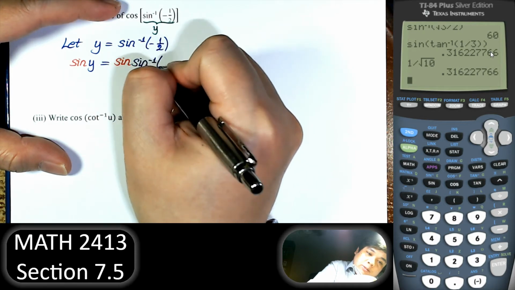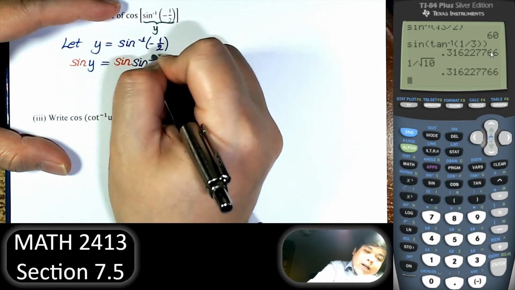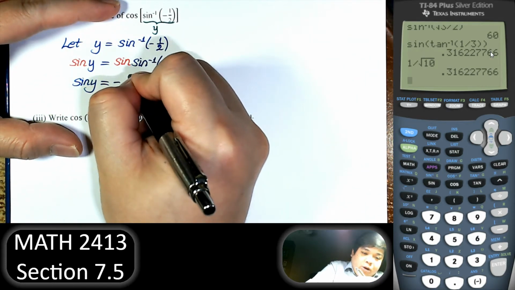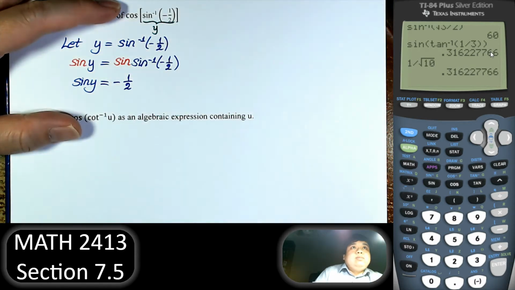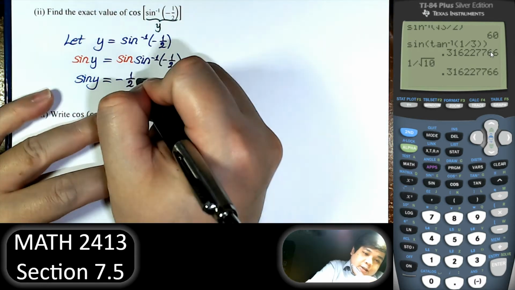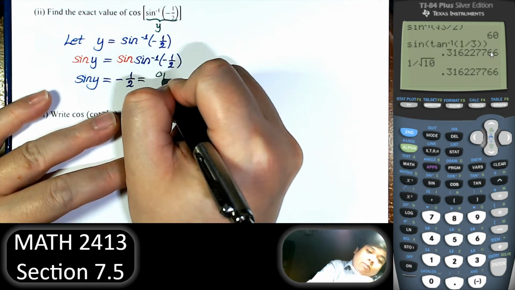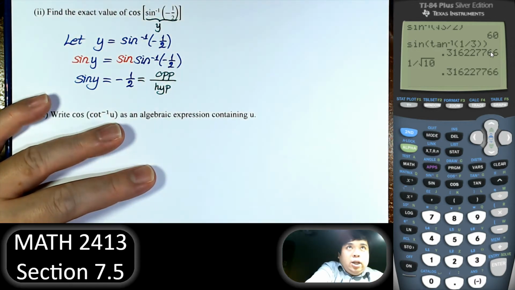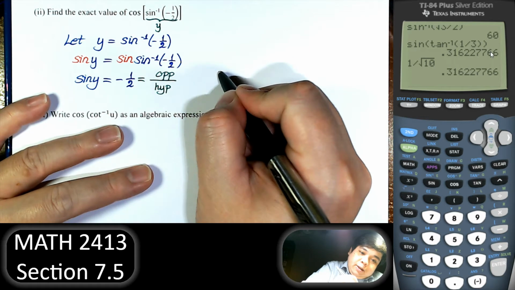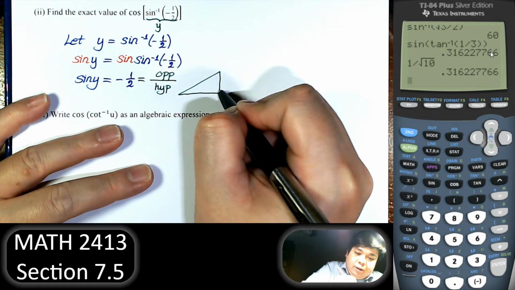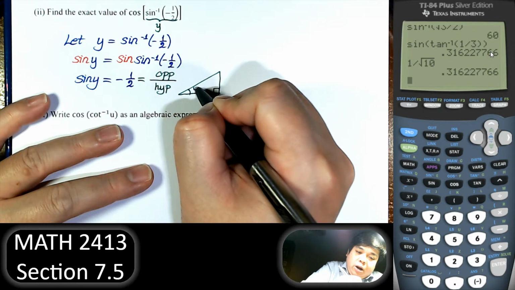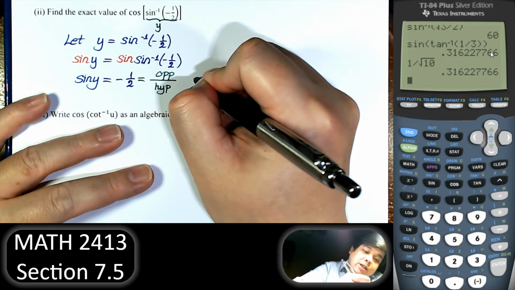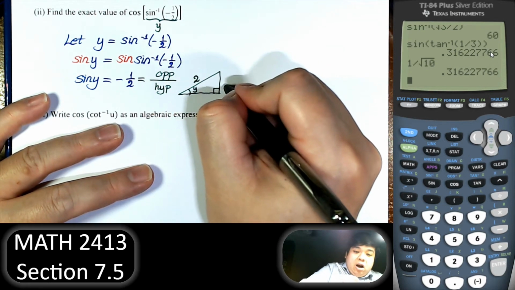That cancels out. Sine of y is equal to negative 1/2. The sine is opposite over hypotenuse. So the angle is y. Hypotenuse we're going to choose to be positive. So in that case, opposite is going to be negative 1.